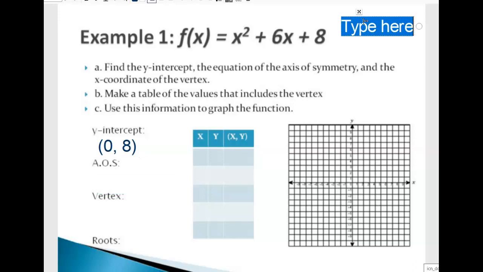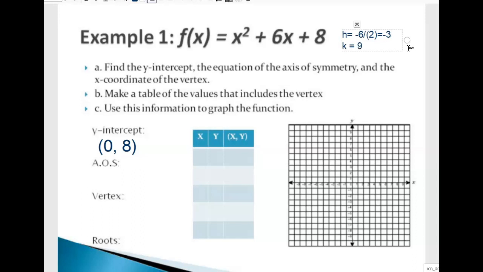I find my h and k. So h is -b, so that's -6 divided by 2a, which is just 2 times 1. So -6 divided by 2 is -3. So my h value is -3. I need to use that h value to find k. So k occurs when we plug -3 in.